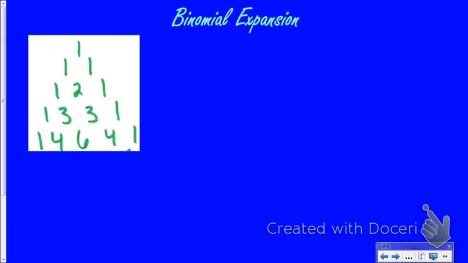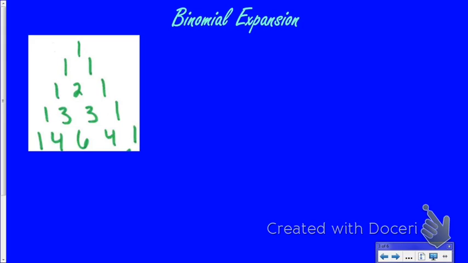Okay guys, so we're going to start the last thing of our series and sequence unit, and that's going to be binomial expansion. So binomial expansion means taking a binomial, something like (x + y) squared, and instead of leaving it factored, writing it out with all of its terms.